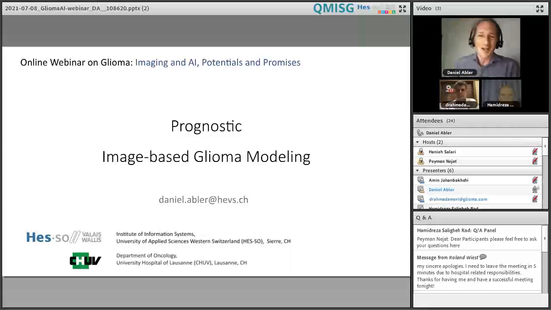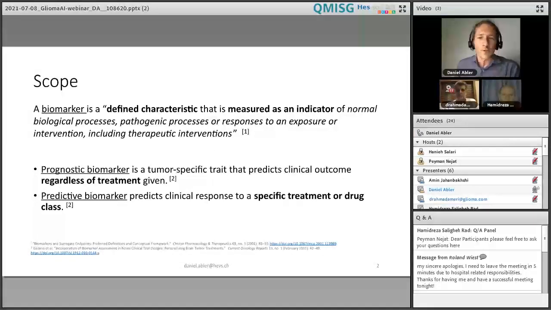So apologies. Excellent. I would like to give a perspective on image-based glioma modeling for prognosis. Now, there's a huge literature out there. Therefore, I would like to define the scope a little bit. Essentially, I'd like to focus on finding imaging biomarkers, which means some measurable characteristic that can serve as an indicator. And here we are looking for an indicator of disease outcome, regardless of the treatment, so a prognostic biomarker.